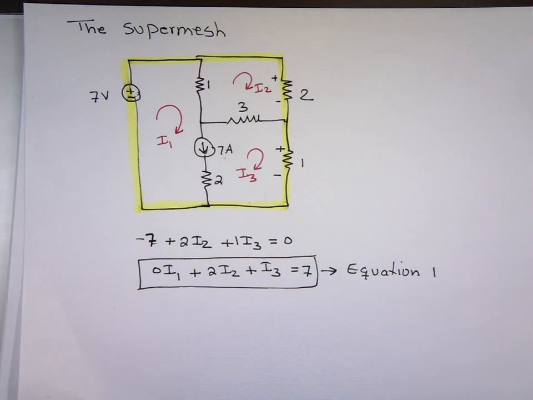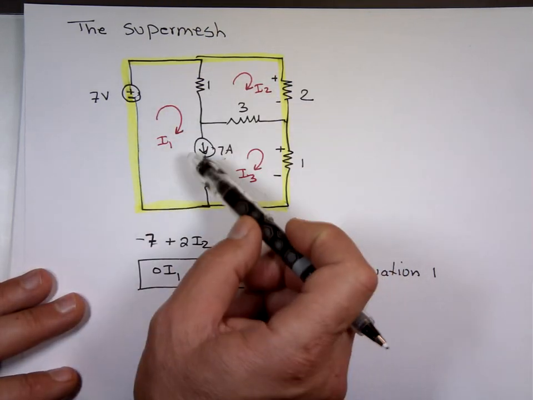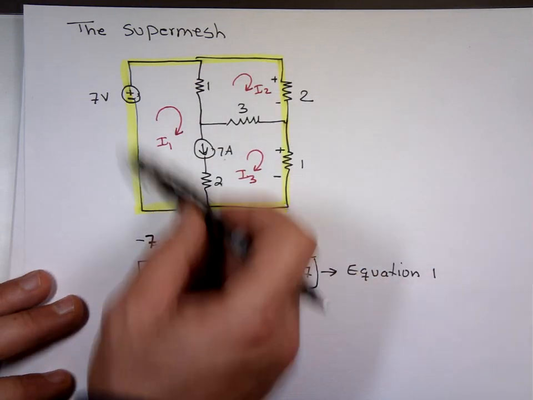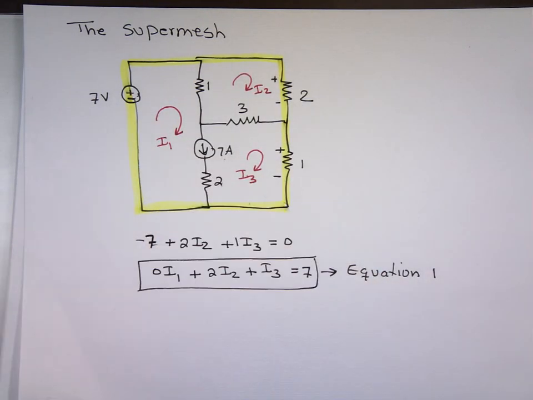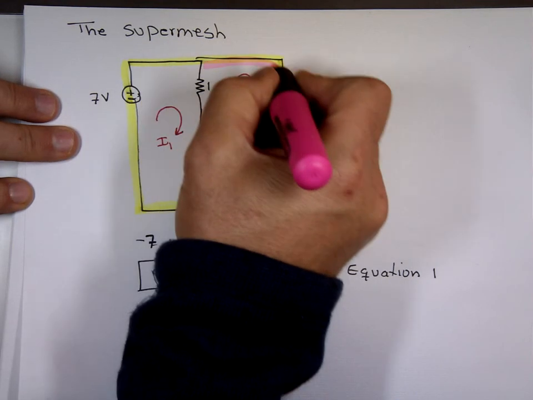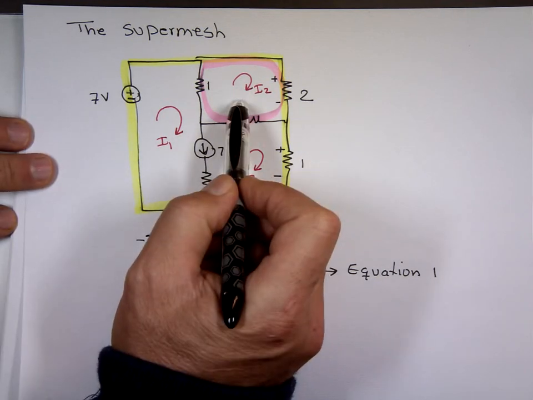Now I need another loop, another mesh. As I said, I can't use this one because of the current source. I can't use this one. I already used the outside. The only one I can use is which one? The I sub 2 one. So there's another one. Let's highlight it. I can travel this way. So let's do a KVL for that loop there.